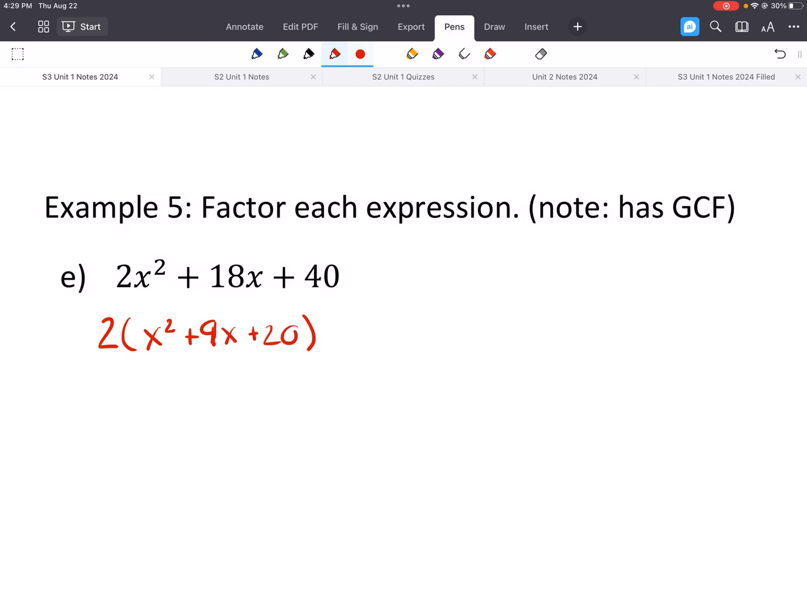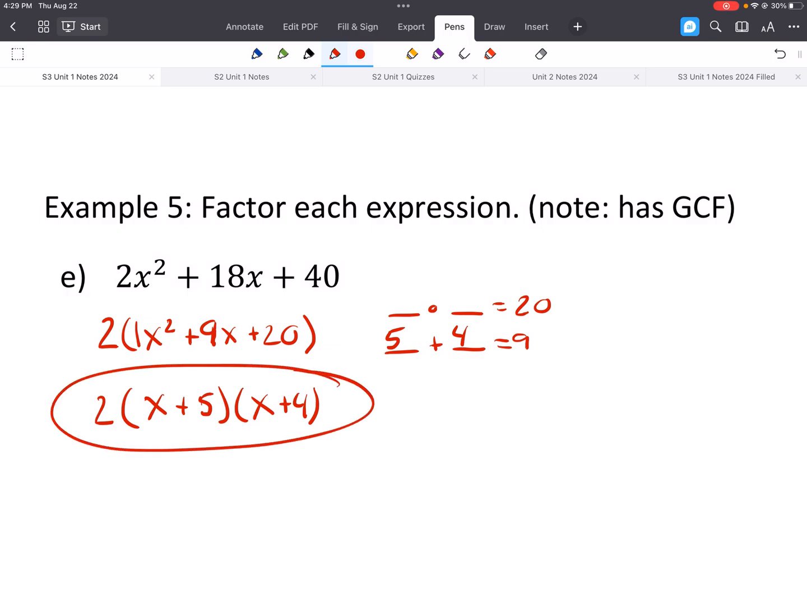It'll also make it easier when you try and find the 2 things that multiply and add. So what can multiply to 20 and add to give us 9? So that would be like, nope, not 6. Just kidding, 5 and 4. Okay, so then our answers, because a is now 1, we factored out the 2, now a is 1. Our factors would be x plus 5 and x plus 4.